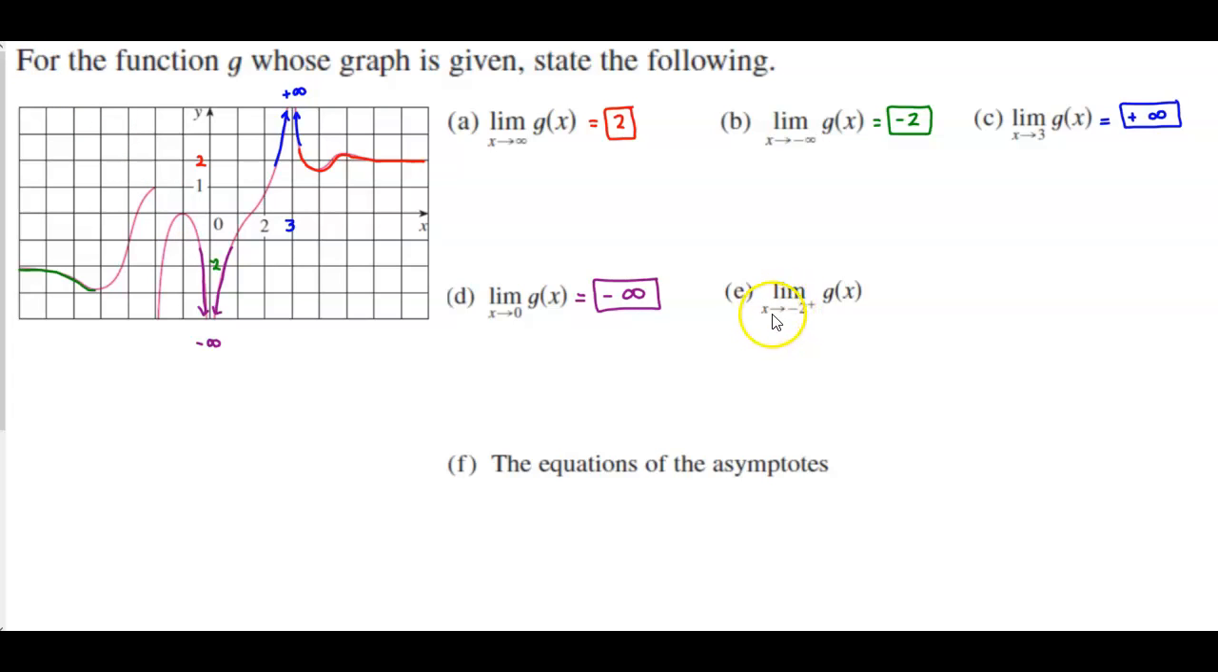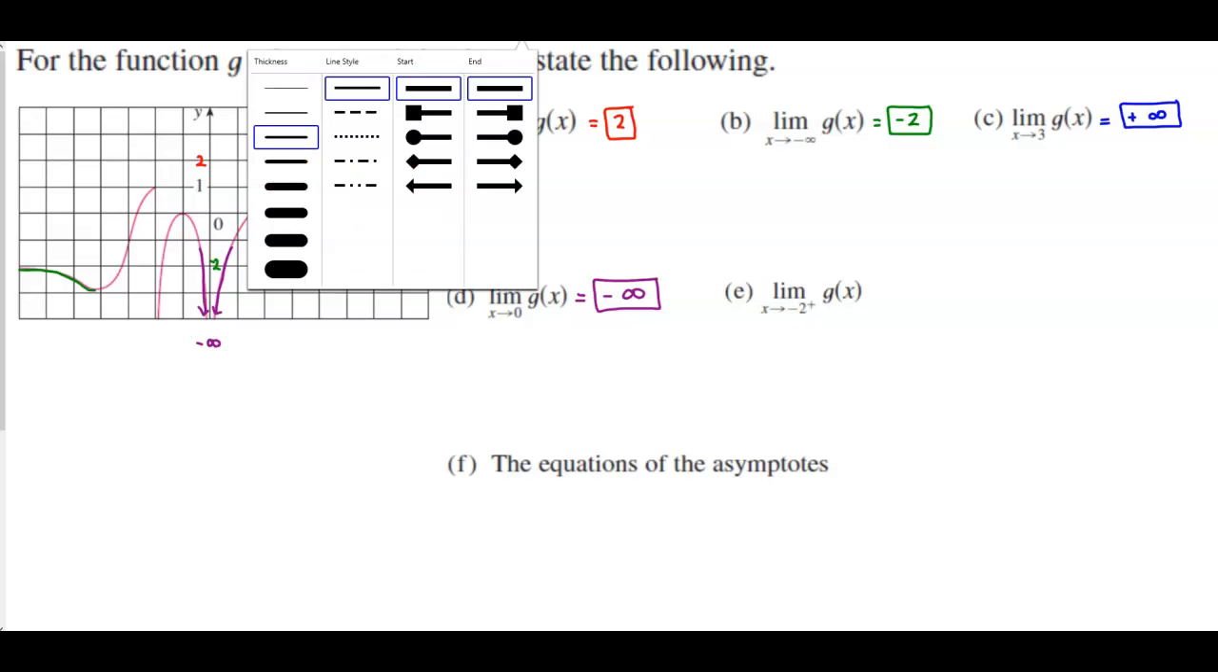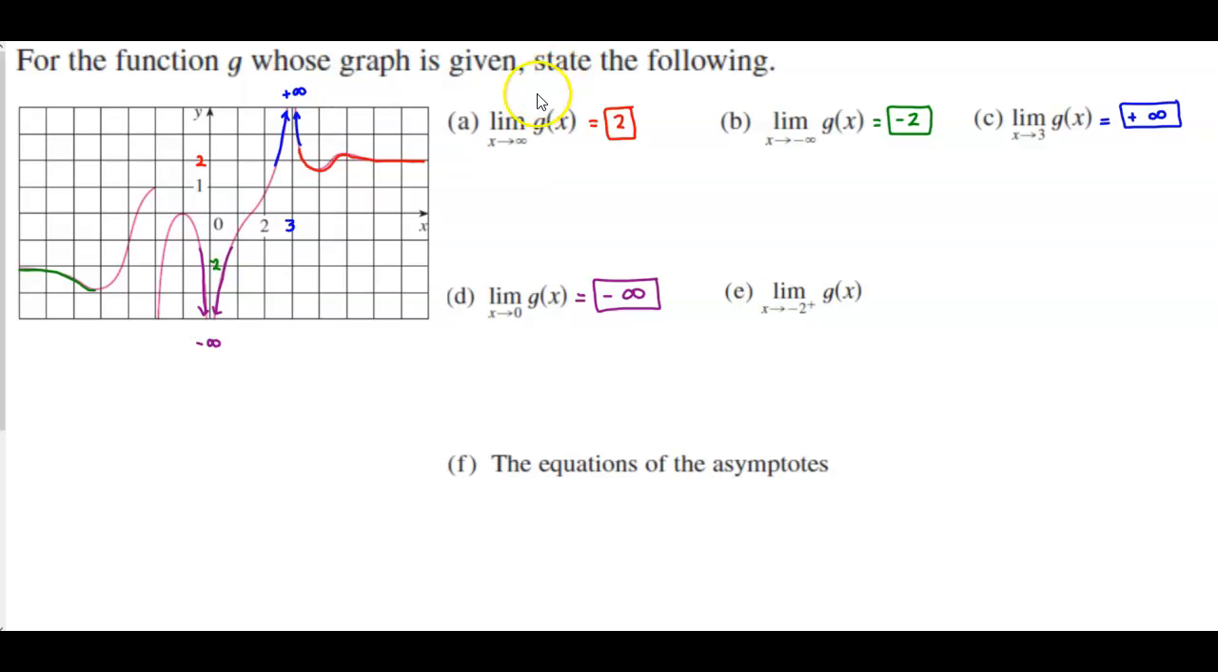Now let's find the limit as x is approaching negative 2 from the right. As x is approaching negative 2 from the right, so here is negative 2, and as we are approaching negative 2 from the right, it's going towards negative infinity. So the answer is negative infinity.